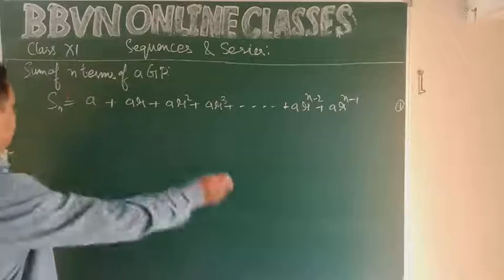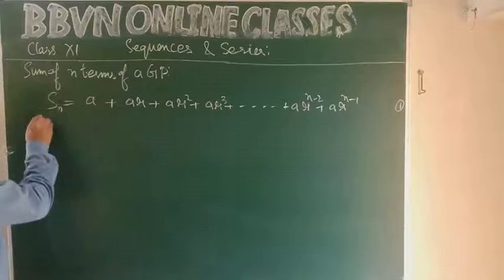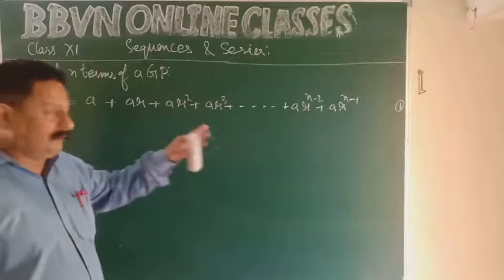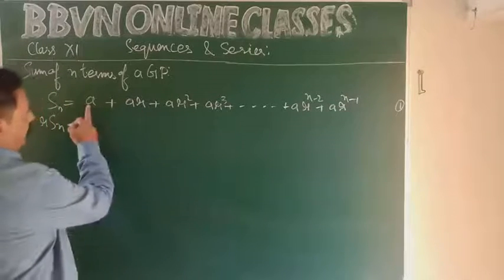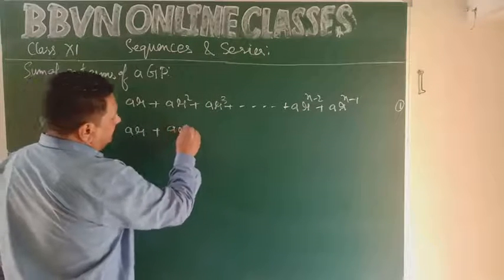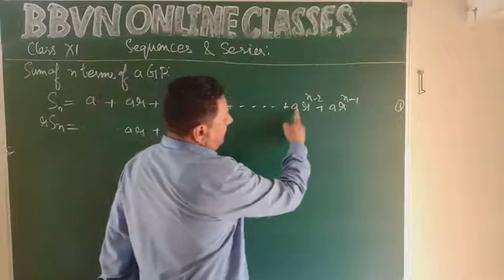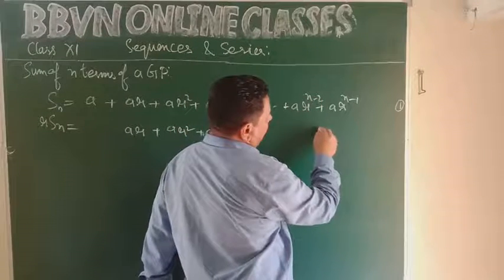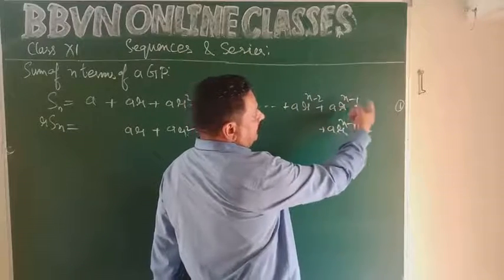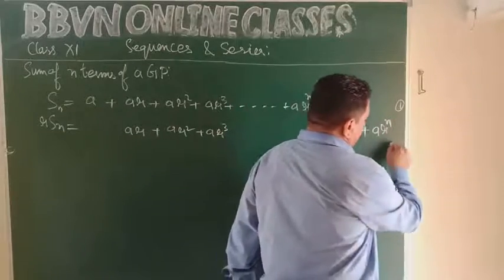Now I will do one thing. I will multiply the LHS and RHS of this equation by r. r times Sn. Now each term will be multiplied by r. Multiply them and write below. a multiplied by r, ar. ar multiplied by r, ar square. ar square multiplied by r, ar cube. Similarly, ar power n minus 2 multiplied by r becomes ar power n minus 1, plus ar power n minus 1 multiplied by r becomes ar power n. This is equation number 2.